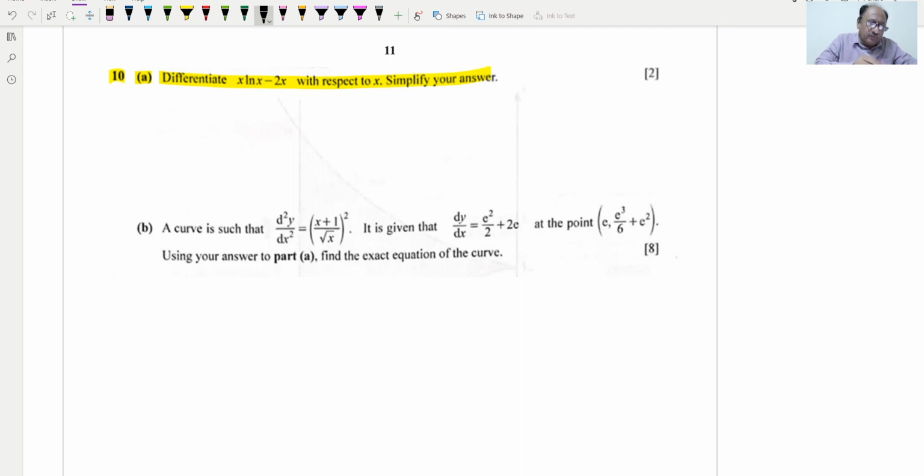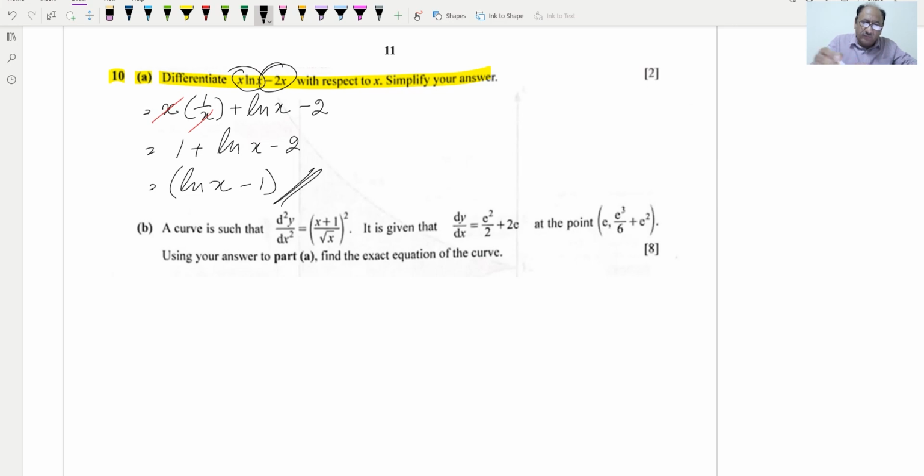So the derivative of u into v formula we will be applying. So x as it is, and derivative of log x will be 1 over x, plus log x as it is, and derivative of x will be 1. And derivative of minus 2x will be minus 2, and we can cancel this with x, so it will be 1 plus log x minus 2, or we can write it as log x minus 1. This will be our answer for this 2 marks part.